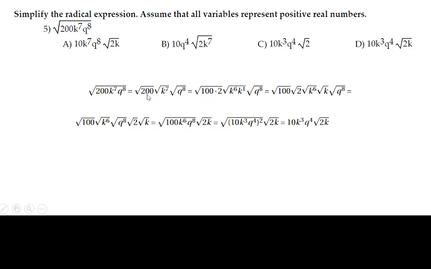The largest perfect square factor of 200 would be 100. Square root of 200 is the square root of 100 times 2. The largest perfect square factor in k to the 7th is k to the 6th. K to the 7th would be k to the 6th times k to the 1st. And q to the 8th, we're going to leave as q to the 8th because that is a perfect square factor. Remember, even powers are perfect squares.